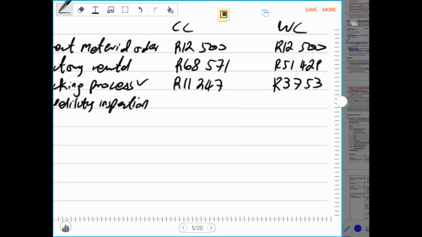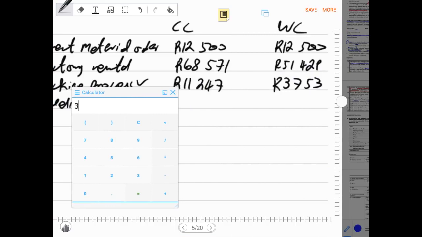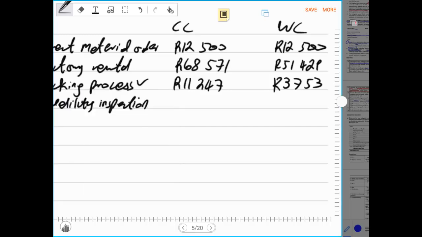3,753. And the total of the two will obviously have to give you 15,000. If you say 3,753 plus 11,247, you can see, okay, 11,247 plus 3,753, it should give us 15,000, exactly 15,000.